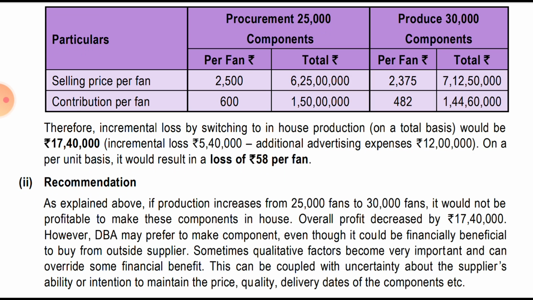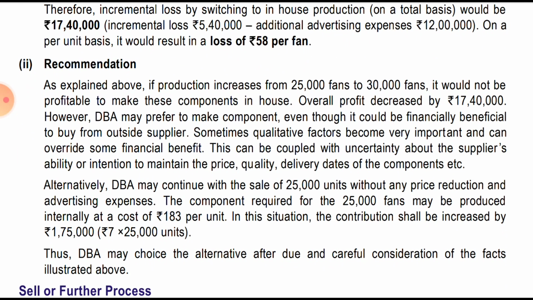Okay, recommendation as explained above: if production increases from 25,000 to 30,000 fans, making this component in-house would not be preferable, because overall profit has decreased by 17 lakh 40,000. However, the DBA may prefer to make the component, even though it would be financially beneficial to buy from the outside supplier. Sometimes qualitative factors become very important and can override some financial benefit. From a financial point of view, the increase from 25,000 to 30,000 is not viable.